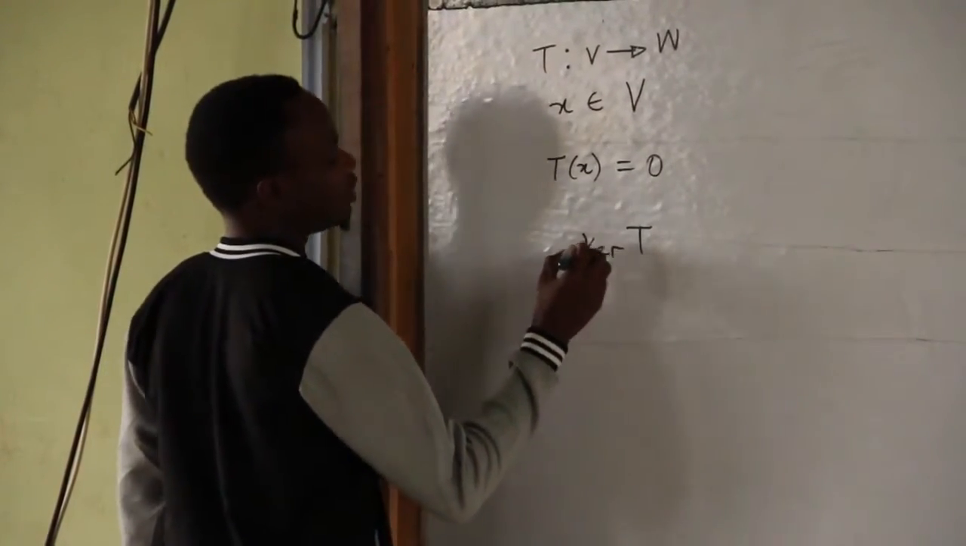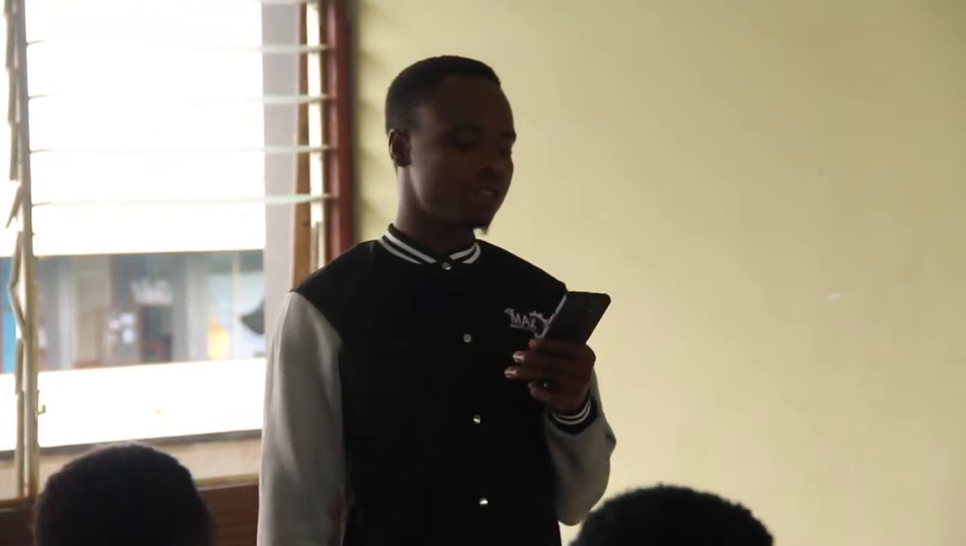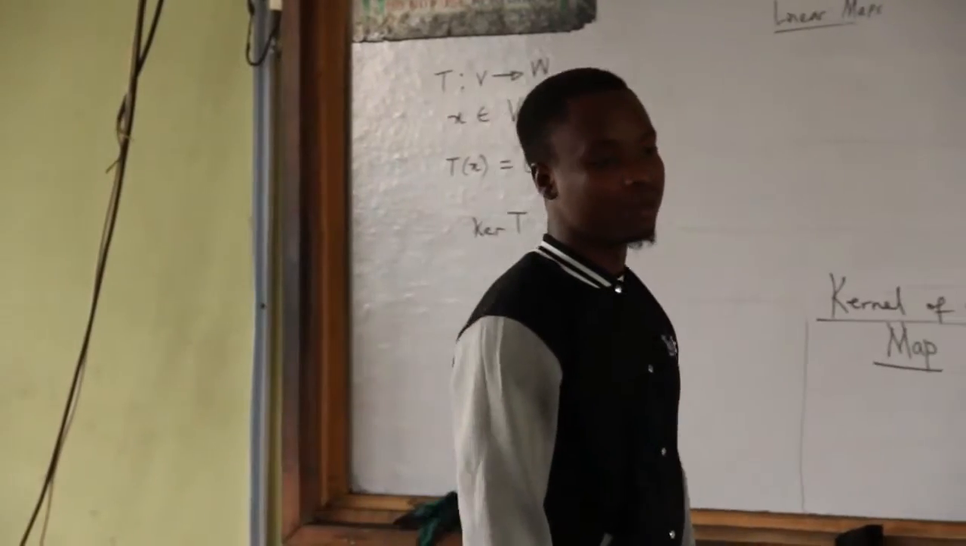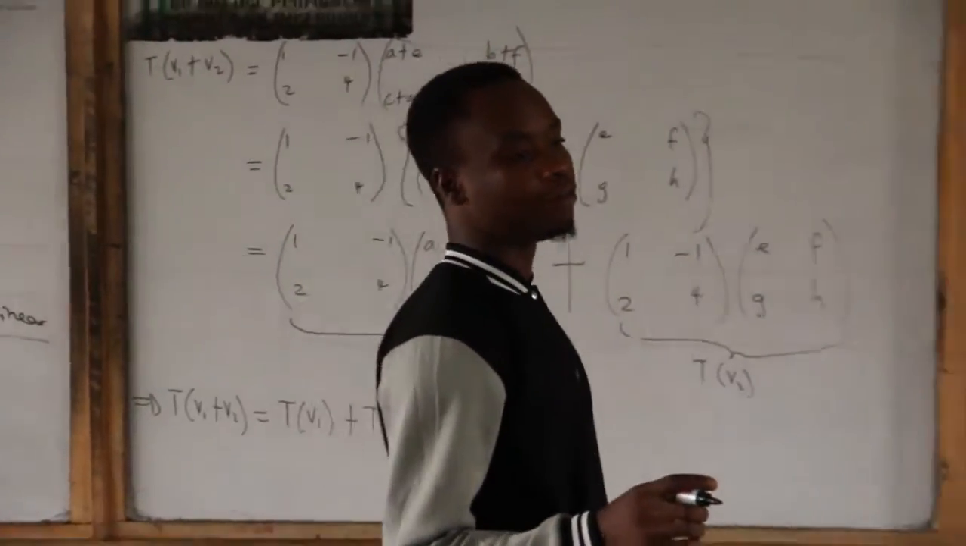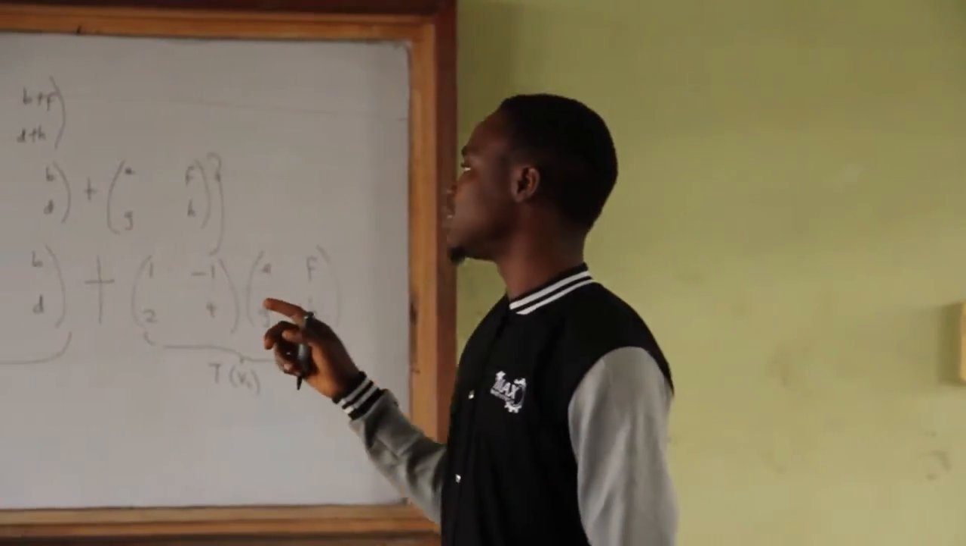The set of all x elements of V such that T of x equals 0 is called the kernel of T, and written as KER T. Right, so that means that, listen very well, the kernel of a linear map is the set of those elements in the domain.